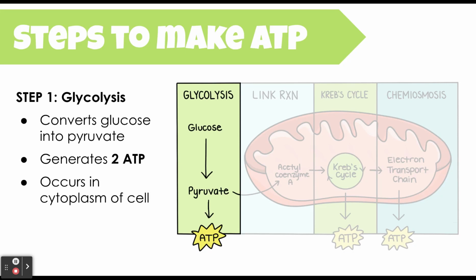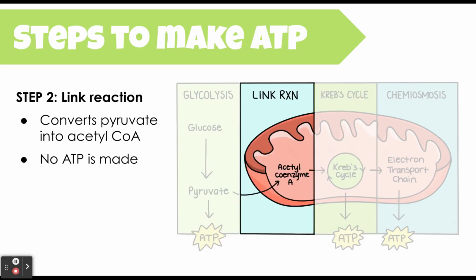So that pyruvate is going to then be the ingredient that goes into the rest of the steps of cellular respiration. After glycolysis, that pyruvate will go through what we call a link reaction. That's going to convert pyruvate into a new molecule called acetyl-CoA. The CoA stands for coenzyme A. At this step, really no ATP is created. We are just making a new molecule that will then go on to help create those ATP molecules.